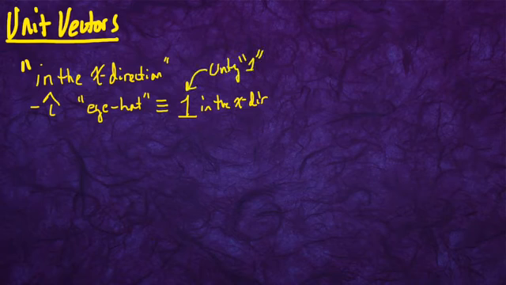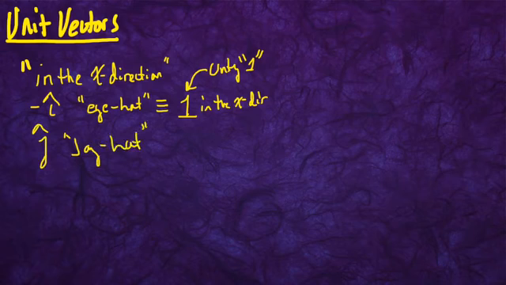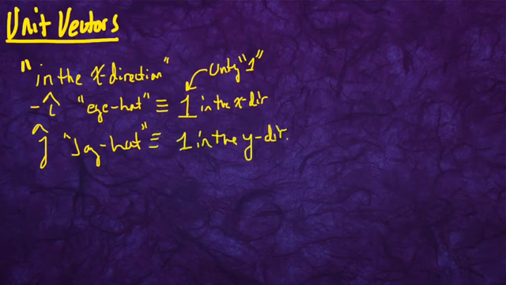Okay, and that one is the unity one. It just means 1. Okay, we have j hat. J hat is the y direction. It is defined as 1 unit in the y direction.